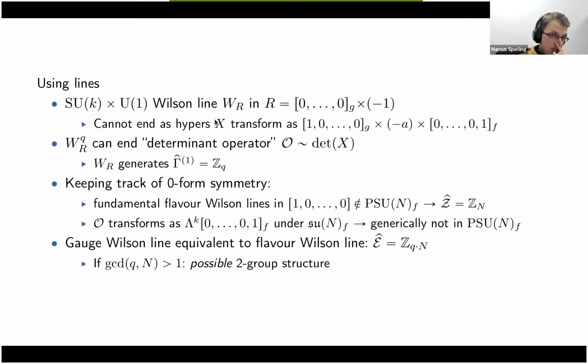But again, you can take the qth power of that thing, and that can end on the determinant operator. Basically, you take the epsilon symbol in the SU, you form the determinant, and then you can compute the charge of x. Charge of x is A. The determinant is k copies of this x, suitably antisymmetric contracted. So you get k times x, which is k times a, which is again q. So you know that this thing can end on a suitable operator, which tells you that the one-form symmetry is now ZQ because you have q non-equivalent or non-trivial equivalence classes.